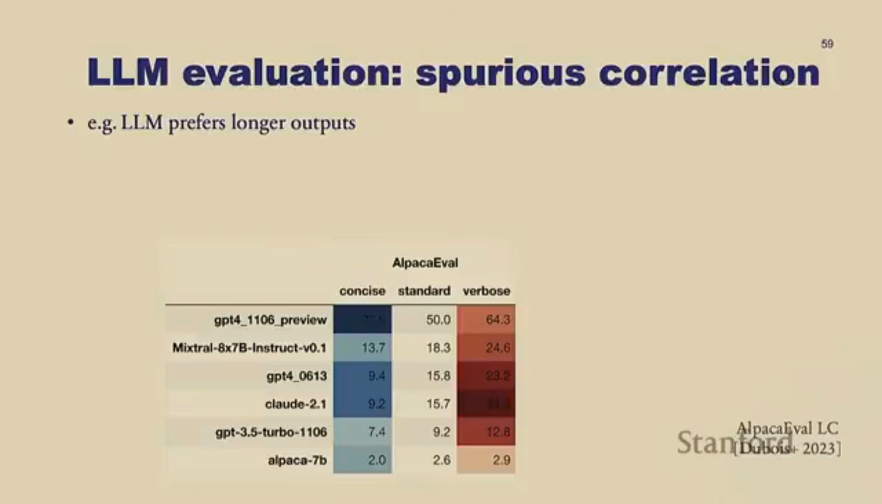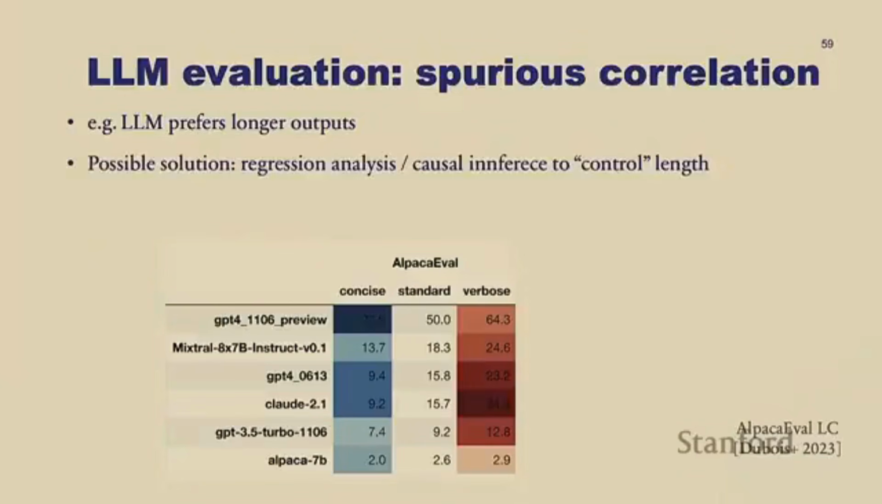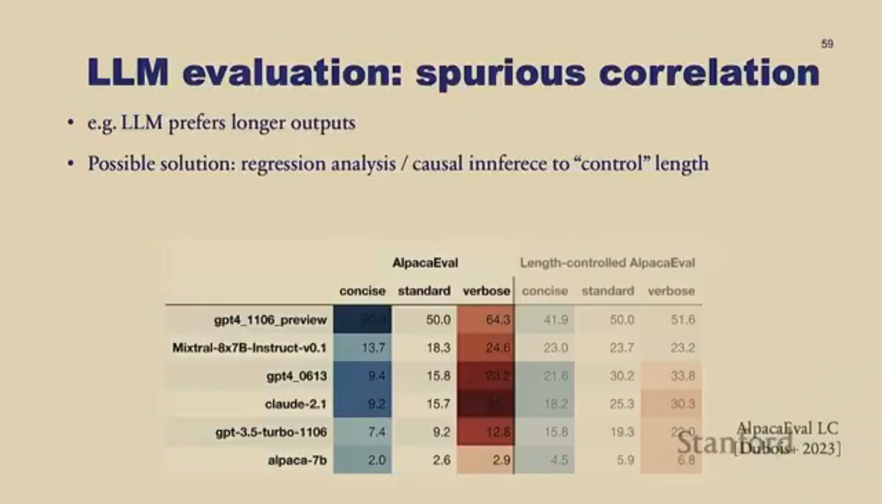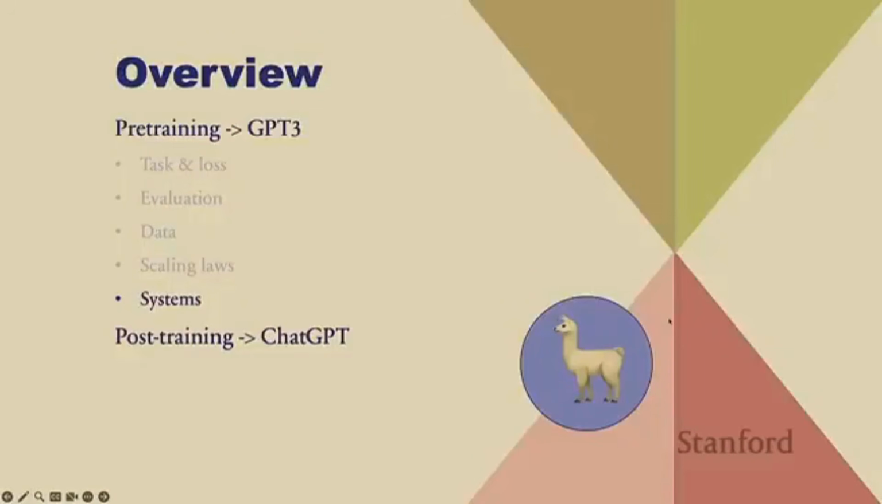That's very annoying. So one possible solution, which is what we did, is to use some regression analysis. I'm not going to go into details, but basically use causal inference tools to control for length. And right now, length matters much less. So if you ask it to be verbose, you still get some gains, but much less. Great. So that's all about post-training.